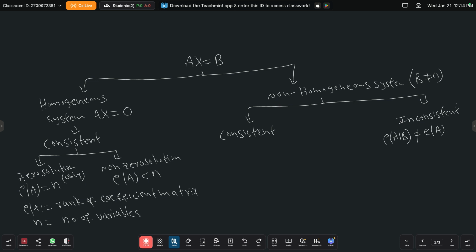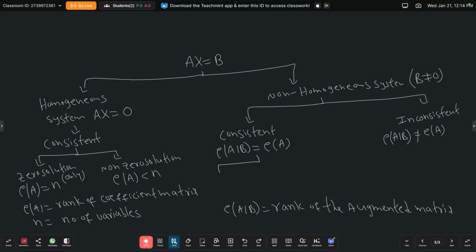Okay, coming to the consistent system, if rank of A over B, the rank of the augmented matrix, is equal to the rank of the coefficient matrix. So here rank of A over B is equal to rank of A. If the rank of the coefficient matrix and the rank of the augmented matrix are equal, then the system is consistent. That means it will have a solution.